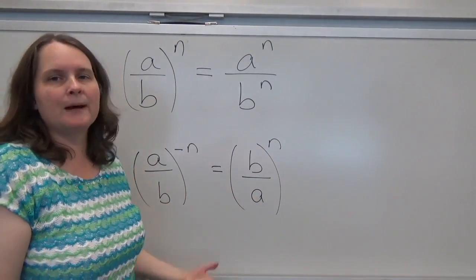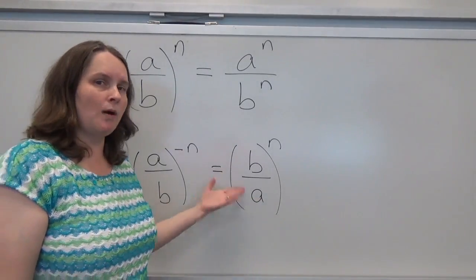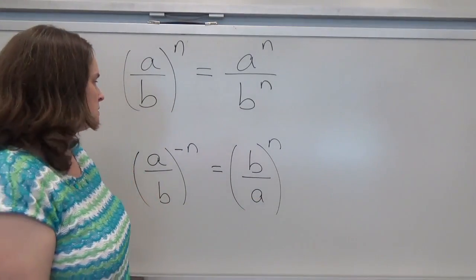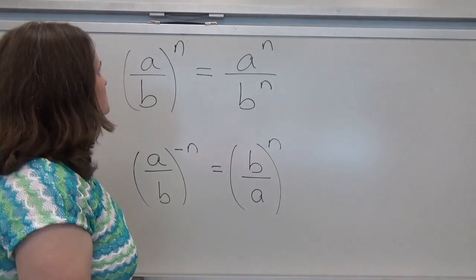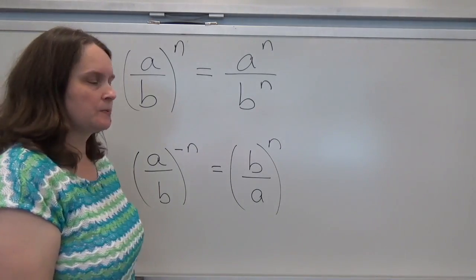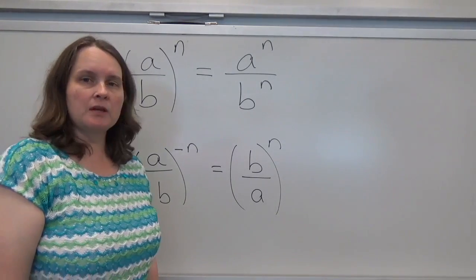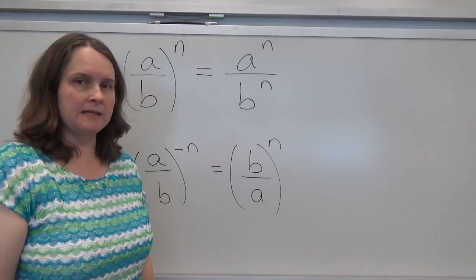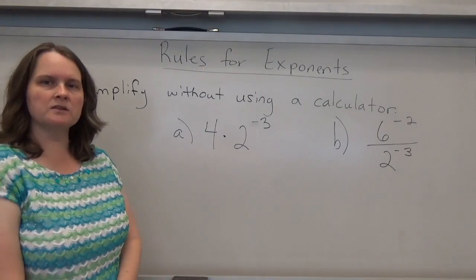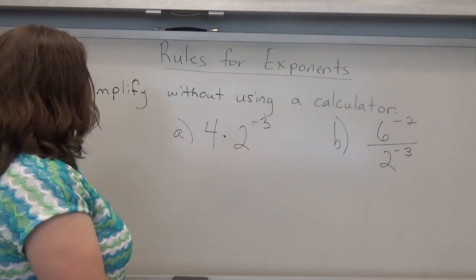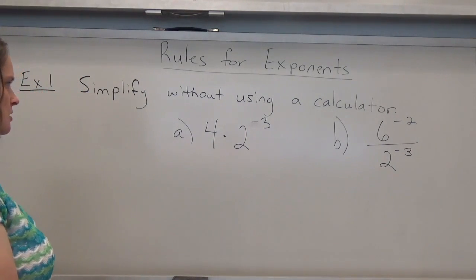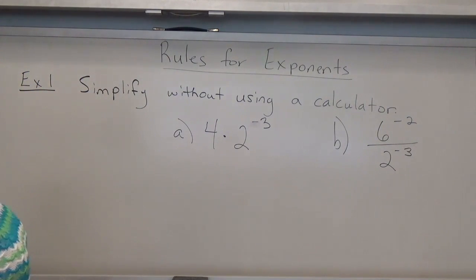All right, and that's something that I might ask you to tell me why that works at some point. So that's where we are. Those are the rules for exponents. And now we can start looking at examples of how these work. Our first example for this section, we're being asked to simplify without using a calculator. In part A, we're doing 4 times 2 to the negative third power.